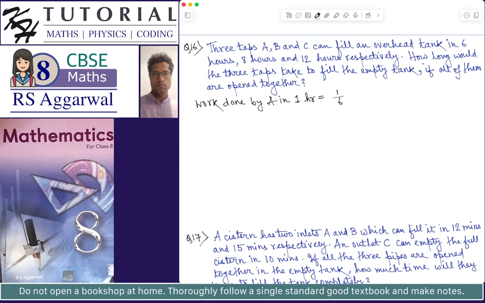It is filling the tank, or all these three taps A, B, C are filling the tank. So they are all inlets. So work done by an inlet is always positive. Similarly, work done by B in 1 hour is equal to 1 by 8. Work done by C in 1 hour is equal to 1 by 12.